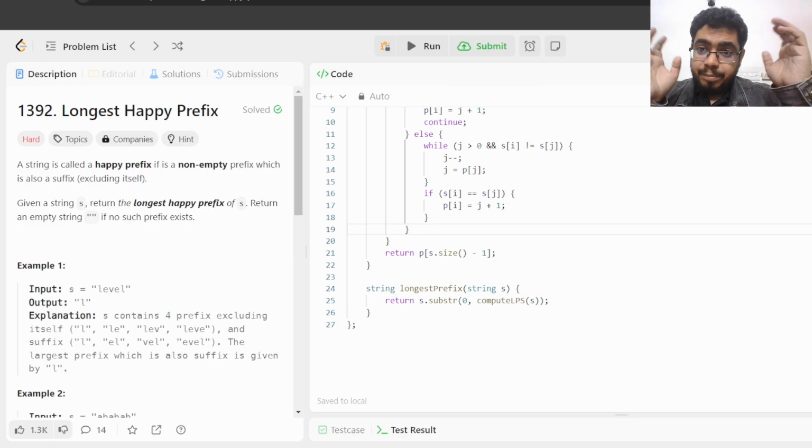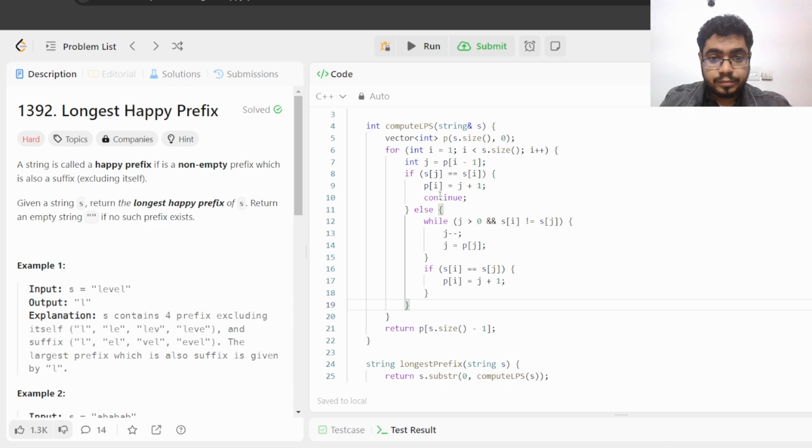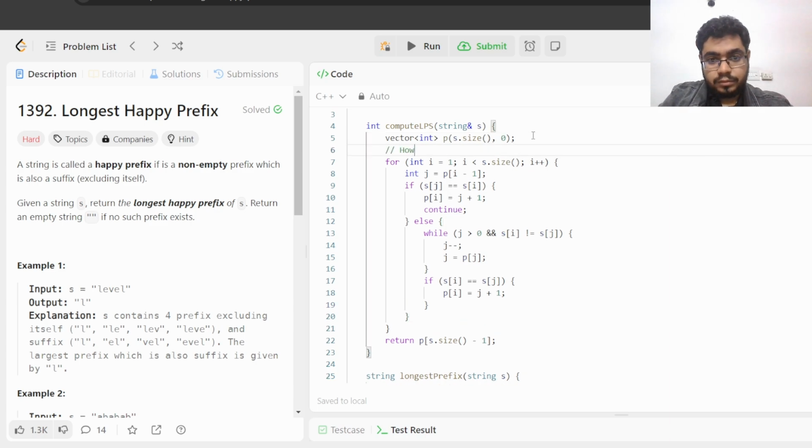So that was about KMP, specifically about the LPS array, how to compute it. Let's also talk about one last thing. How is it O of n? Because it looks like we are running two loops, right? There is an i loop which goes and there is a j loop which comes back. So how is it O of n? The reason is, if you think about it, every value is just one more than the previous value, right? That is ensured. It can never be 5 times more or 6 times more than the previous value.